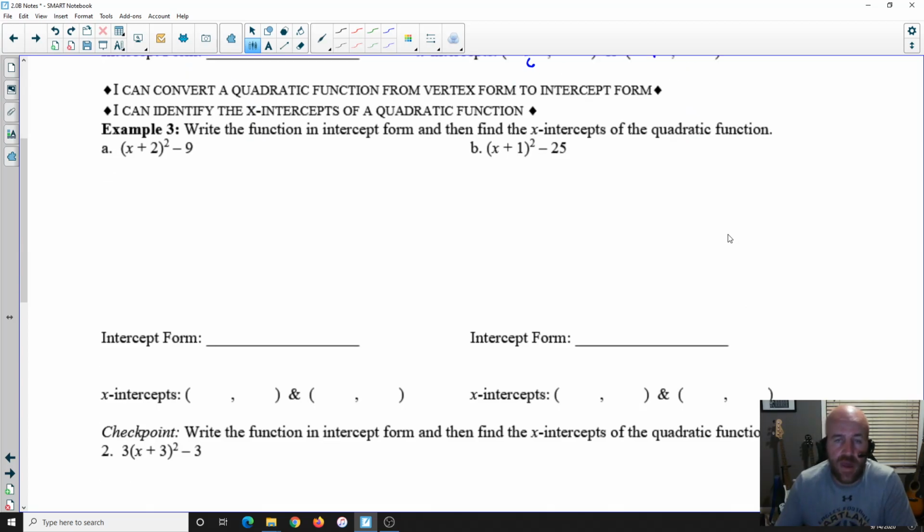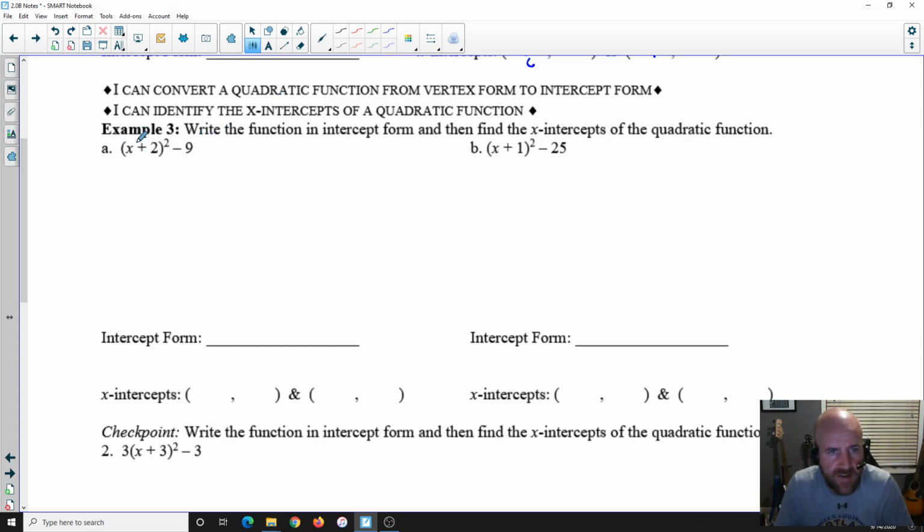Example 3. So we're starting off a little bit differently. This time we're starting with the vertex form, and we want to convert it to intercept form. So write the functions in intercept form and then find the x-intercepts. We're doing the same thing in the end, but to get there is a little bit different.